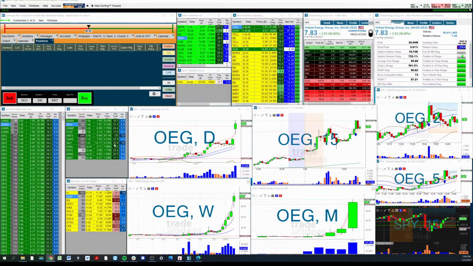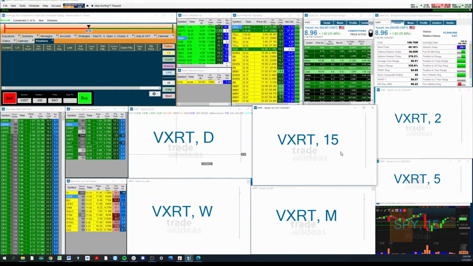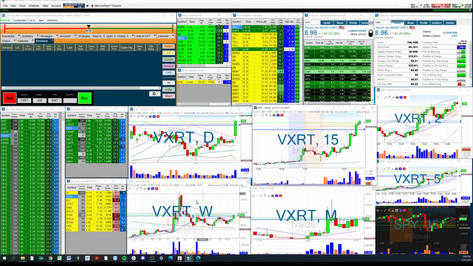Okay, guys, VXRT over 9 now. Key area. This is going forward, but again, the key area is right here. Remember that 950 mark. Just one moment, please.